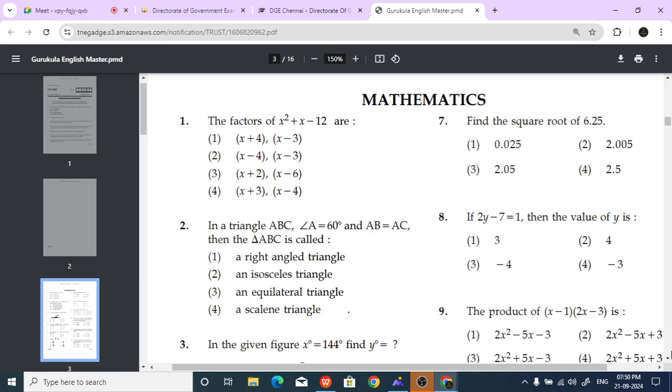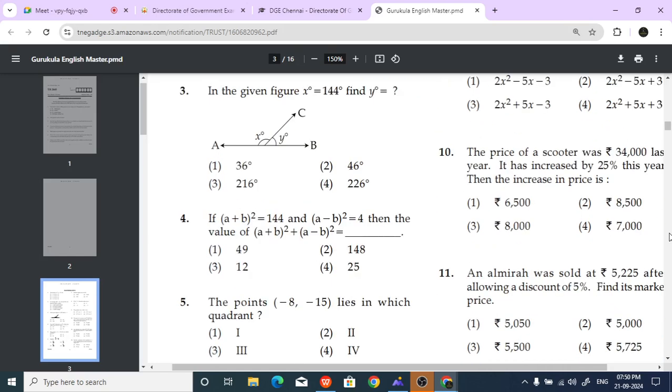Why? x into 2x is 2x square. Minus 1 into 2x is minus 2x. Minus 3 into x is minus 3x. So minus 2x minus 3x comes to minus 5x. And minus 1 into minus 3 is plus 3. So 2x square minus 5x plus 3 is the answer. Have you understood, all of you, please? Yes, sir. Okay.